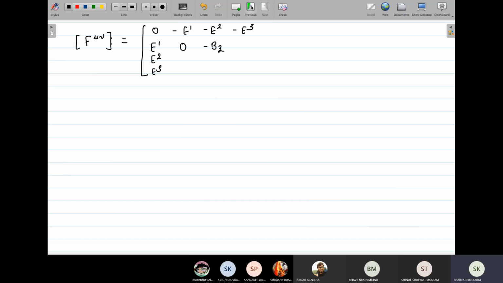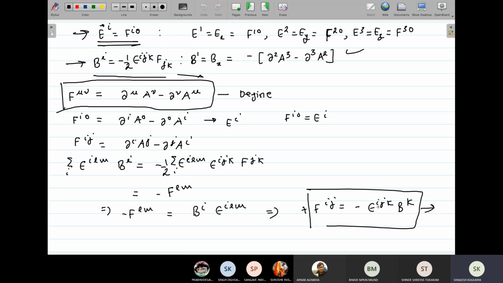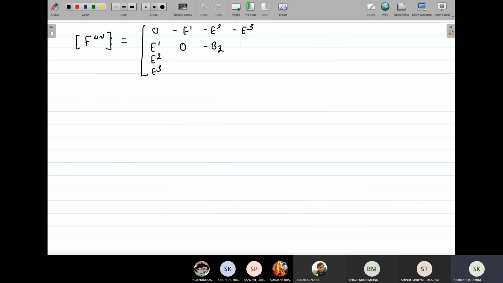So let us go back. F13: epsilon 1, 3, then it has to be 2. But epsilon 1, 3, 2 is minus epsilon 1, 2, 3. So it will be plus B2, so it will be By. Then since it is an antisymmetric matrix, this must be minus By, and the diagonal entry will be 0.